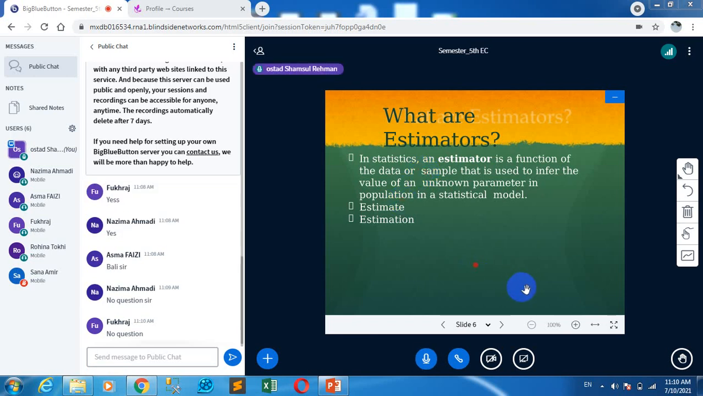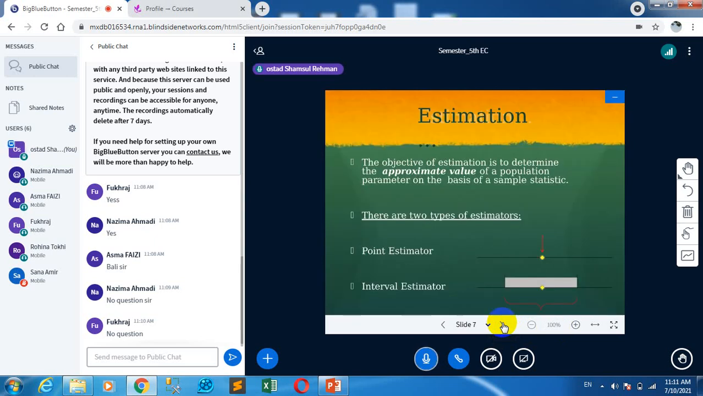Okay, no question. So now let me move forward and proceed to the next lecture. Here we have two types of estimation. We have two types of estimator. The first one is the point estimator, and the second one is the interval estimator. Let me give you an example to clarify the idea about the point estimator and interval estimator.